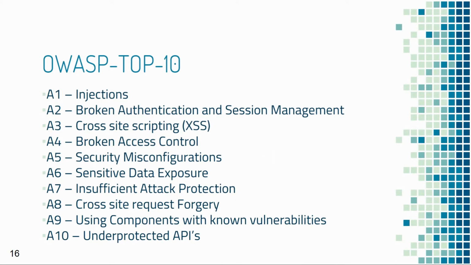Then we have A8, cross-site request forgery. This is an attack that we're not going to cover in this course, but it's very similar to a cross-site scripting attack. A CSRF attack will force a logged-on victim's browser to send a false HTTP request, including the victim's session cookie and other automatically included authentication information. This will be sent to a vulnerable web application, and such an attack allows the attacker to force victim browsers to generate requests to vulnerable applications, and they will think that the requests are legitimate requests coming from the victim.